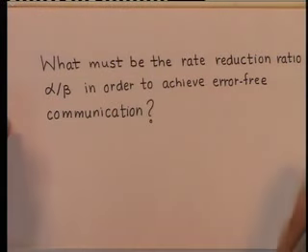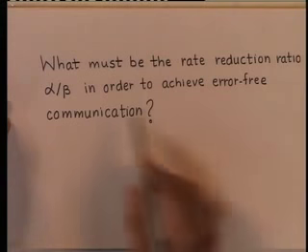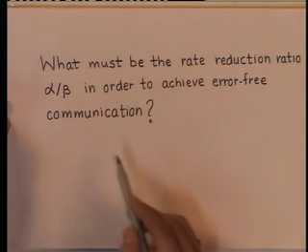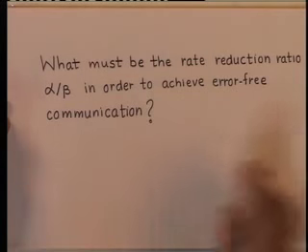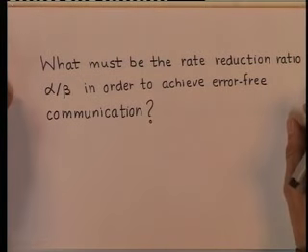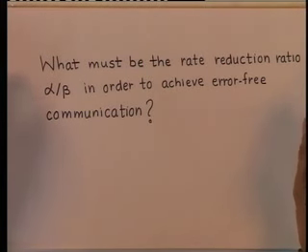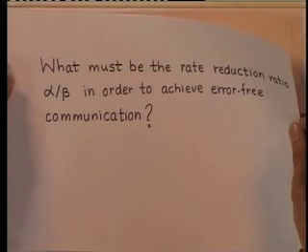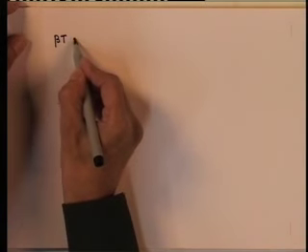One important question, however, remains unanswered. The question is, what must be the rate reduction ratio, that is alpha by beta, in order to achieve error-free communication? To answer this question, we observe that increasing T increases the length of the transmitted sequence, which is given by beta times capital T digits.